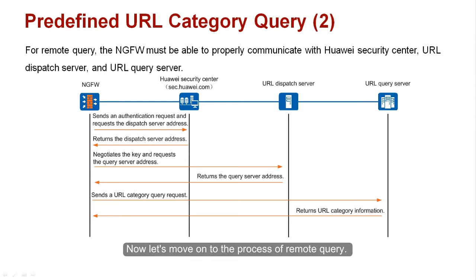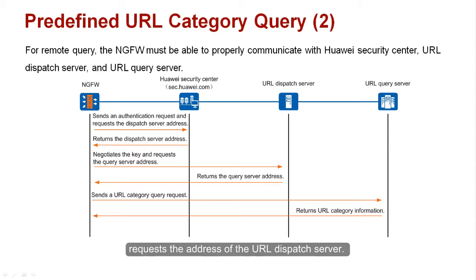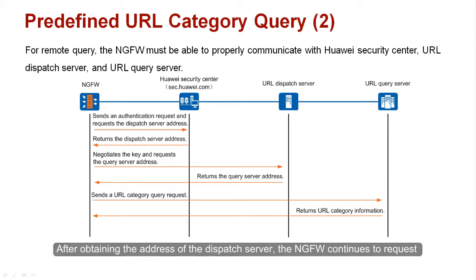Now let's move on to the process of remote query. The USG6000 first sends an authentication request to HUAWEI's security center and requests the address of the URL dispatch server. After obtaining the address of the dispatch server, the USG6000 continues to request the address of the query server towards the dispatch server. Considering that the URL category database shall be constantly updated, and that the query speed shall be fast, the architecture of dispatch server plus query server is employed. There can be one query server or multiple query servers in a cluster. The USG6000 detects the query server that responds the fastest and sends a query request to it.